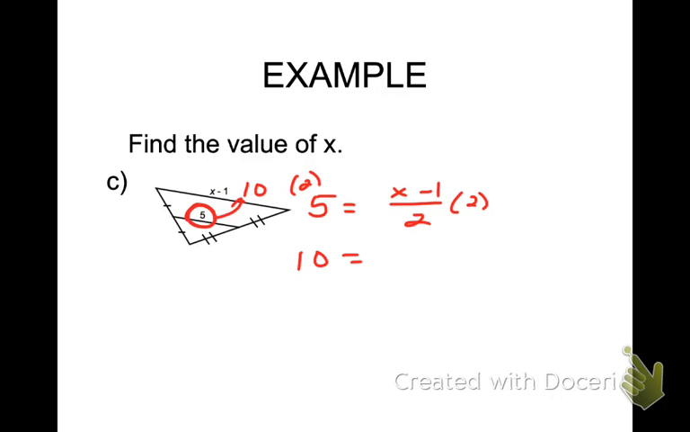So now we have 10 is equal to x minus 1, which tells me x has to be equal to 11. So if that third side needs to be 10, your x would need to be 11 to be able to get 11 minus 1 to equal 10.